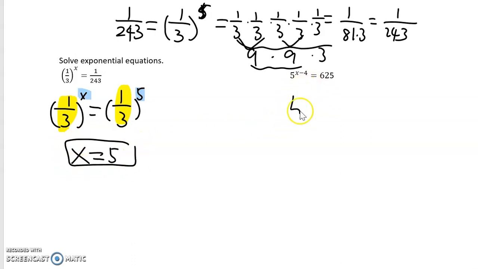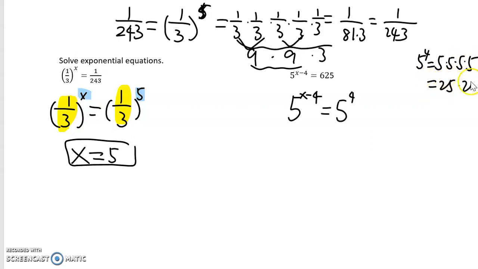Okay, so similarly, we can do the same thing with the last one. The right-hand side is 625, and we're going to rewrite it as 5 to some exponent. After checking, we know 5 to the 4th, which is multiplying 4 copies of 5, is 25 times 25, and that is 625. You can use your calculator to verify that.